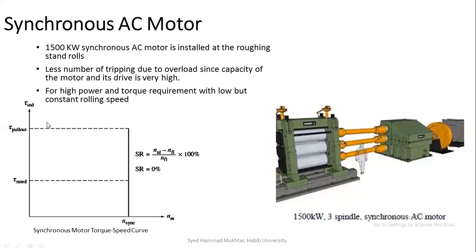So as you can see, this is a graph of a standard synchronous motor torque-speed curve. You can vary the torque as much as you want, but the speed regulation is zero because it operates at a constant speed, which, as a matter of fact, is the requirement at the roughing stand rolls of the steel rolling mill. So you can see the speed is constant here, while the torque can be varied. However, it cannot go beyond the pull-out torque. So this is why synchronous AC motors are used at roughing stand mills.